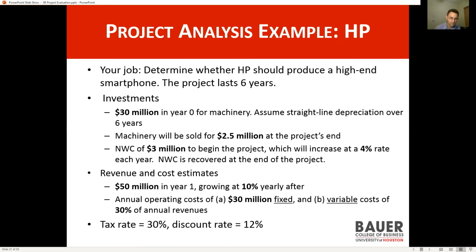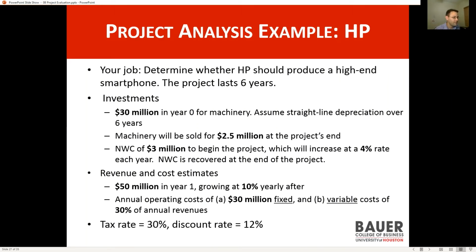Moving on to the revenue and the costs, the EBIT component here, we have $50 million in sales. I should write that as sales in year 1, growing at 10% per year. And then we have costs. We have a $30 million fixed cost. So that means every year we have to pay that $30 million. It's fixed, you can't get away from it.